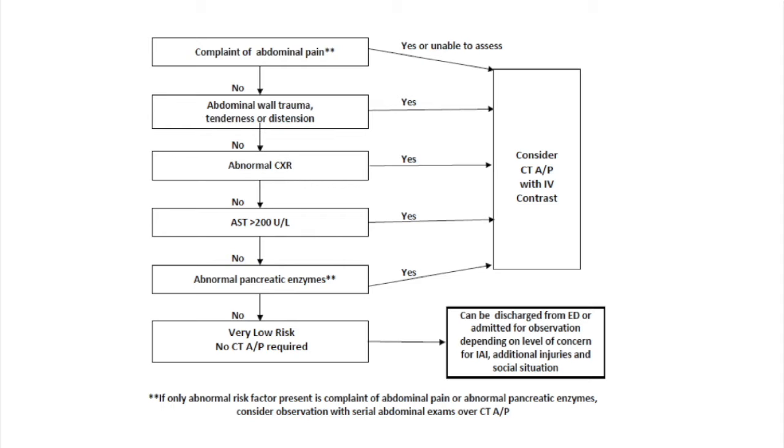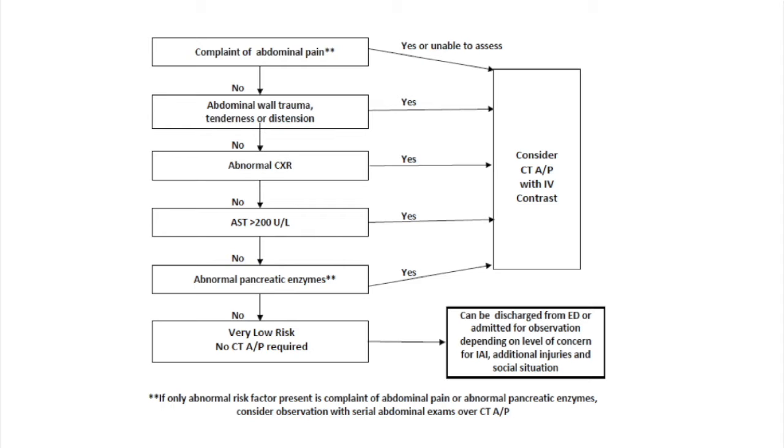The 5 variables here on the left are listed in the order of clinical availability and are as follows: complaint of abdominal pain, an abnormal abdominal physical exam. This would include tenderness to palpation, evidence of abdominal wall trauma like a seatbelt contusion or a handlebar contusion, abdominal distension, or peritoneal signs. Third, an abnormal chest x-ray. Fourth, AST greater than 200. And then finally, abnormal pancreatic enzymes, amylase or lipase.